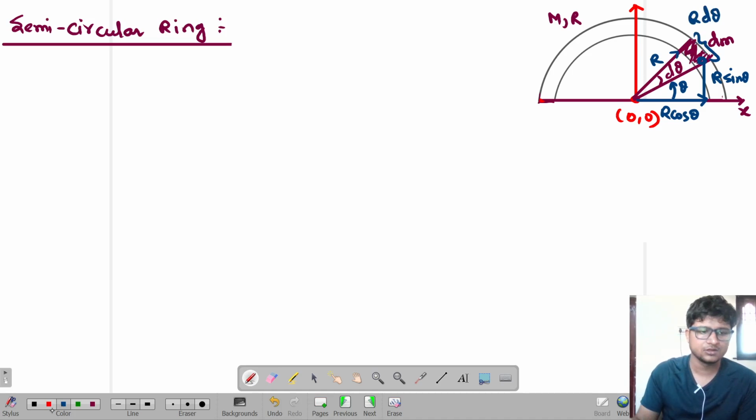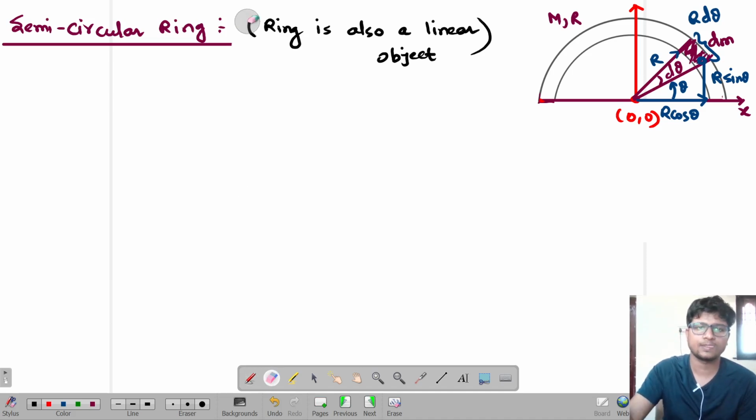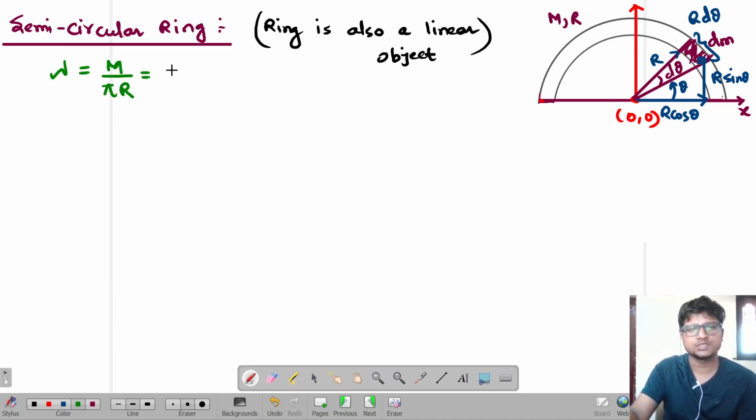Yes or no? So now, as I told you earlier, the ring is also a linear object. Are you able to get me? Now, if it is a linear object, we can define lambda for the ring. Lambda is equal to what? Bigger mass by bigger length. What is the length of the ring? Pi r. And that is equal to a small mass by a small length, a small length r d theta.